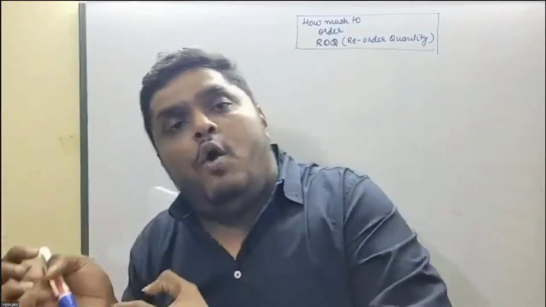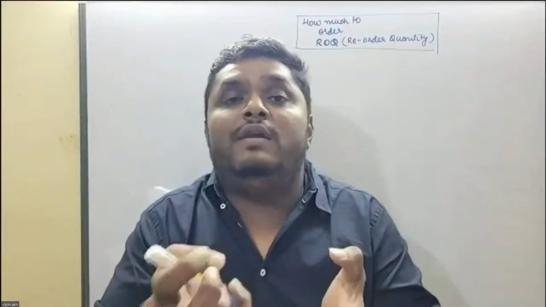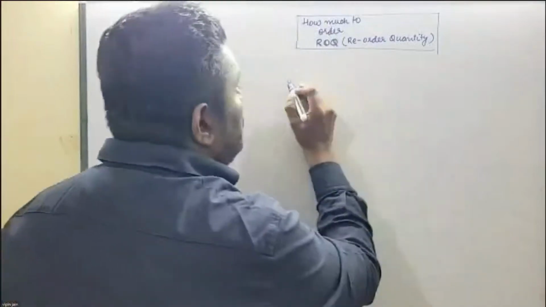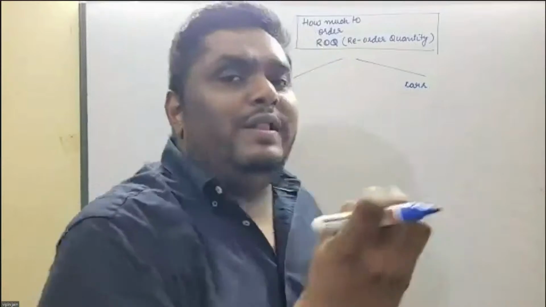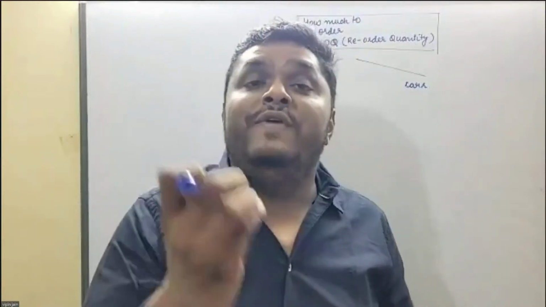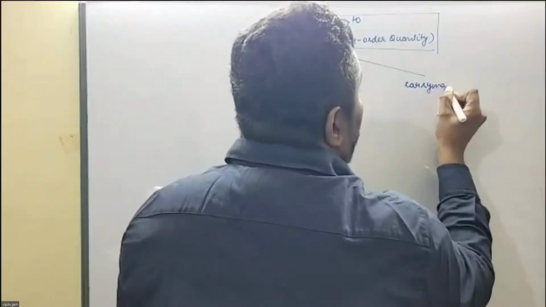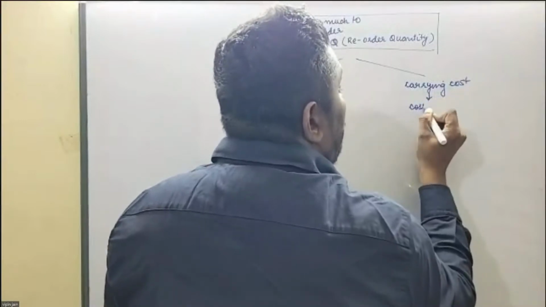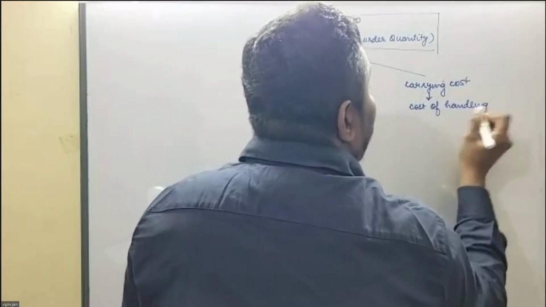So when you order all the units in one go, there are n number of costs incurred to handle the inventory. We can call it a handling cost, or we can call it a carrying cost. So if we order all these 10,000 units in one go, we have to incur certain costs. We call it the carrying cost, that is, the cost of handling the inventory.